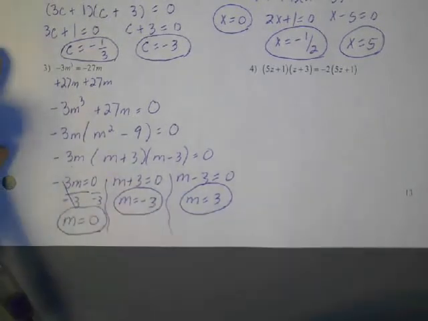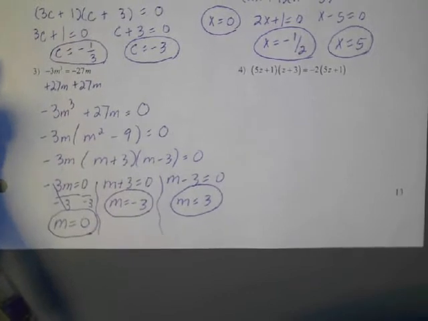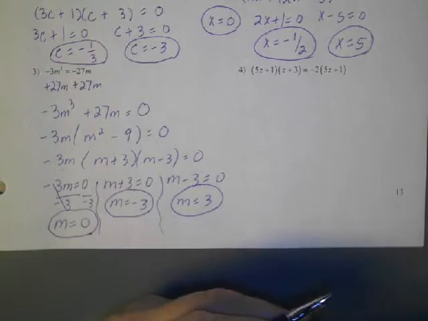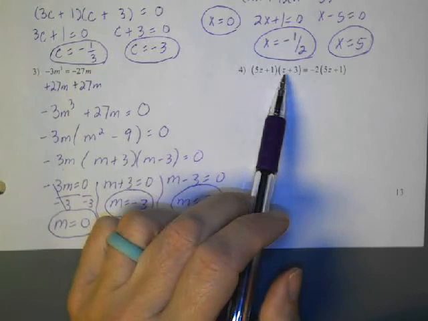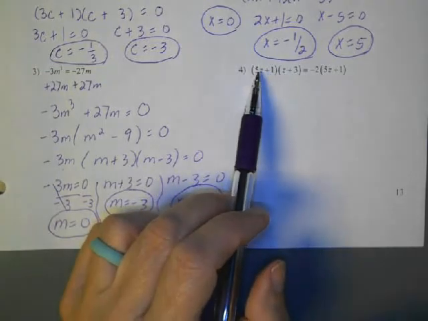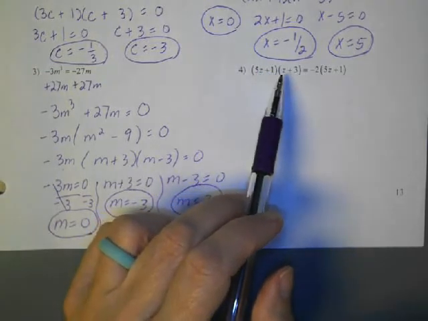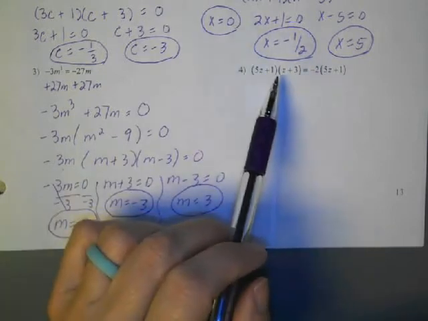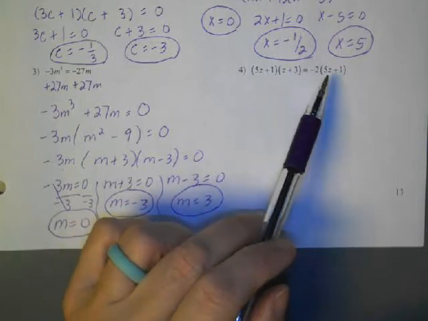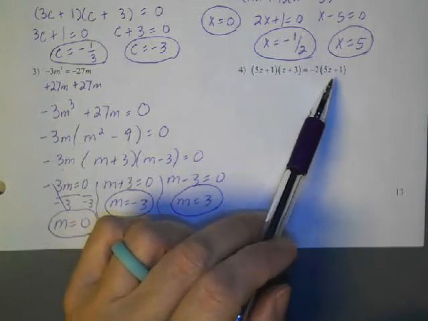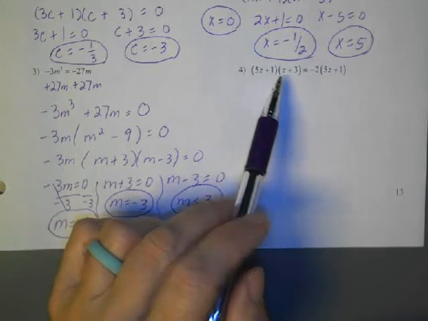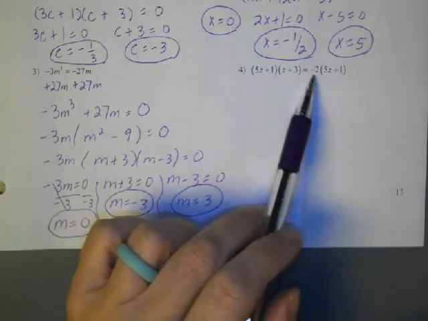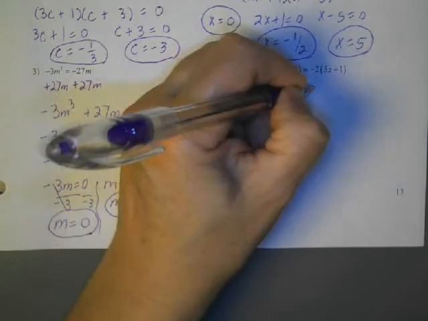Problem 4. Problem 4 might not look quadratic because I don't see any powers. But if I were to FOIL this out, wouldn't I have a 5z squared? So I know it fits into this category of being quadratic, but I'm not going to actually FOIL and distribute. I'm going to do it differently to save myself some time and energy. I'm going to add this expression to the other side.